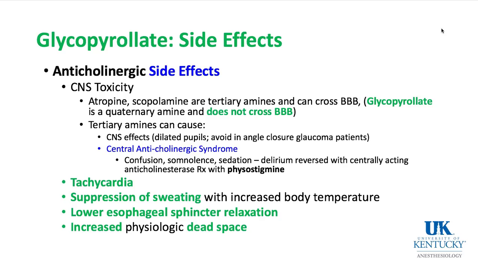Other side effects of glycopyrrolate specifically are that it can speed up the heart rate, suppress sweating, and body temperature can go up. The lower esophageal sphincter actually relaxes with anticholinergic agents, and glycopyrrolate is a bronchodilator and can increase dead space. So glycopyrrolate doesn't have the central nervous system effects per se, but it can affect heart rate, sweating, lower esophageal sphincter relaxation, and dead space.